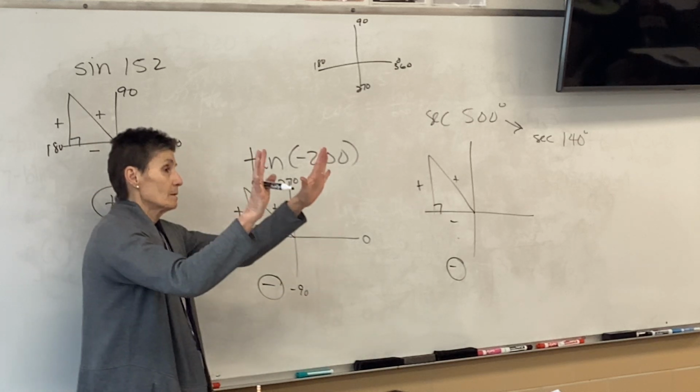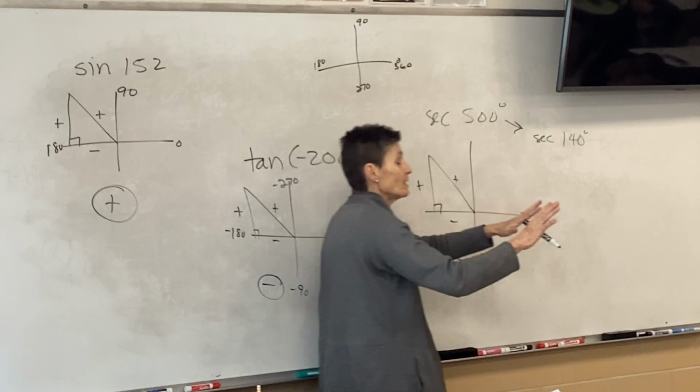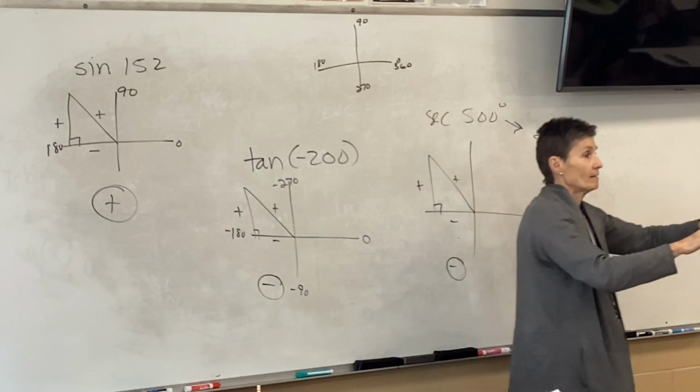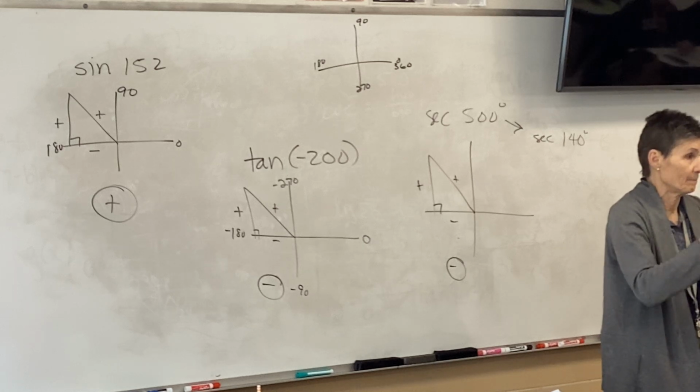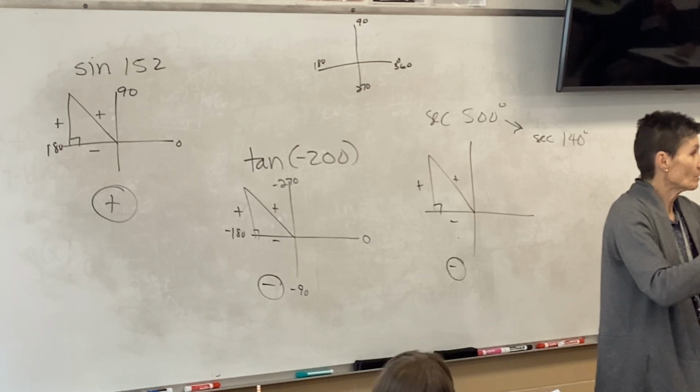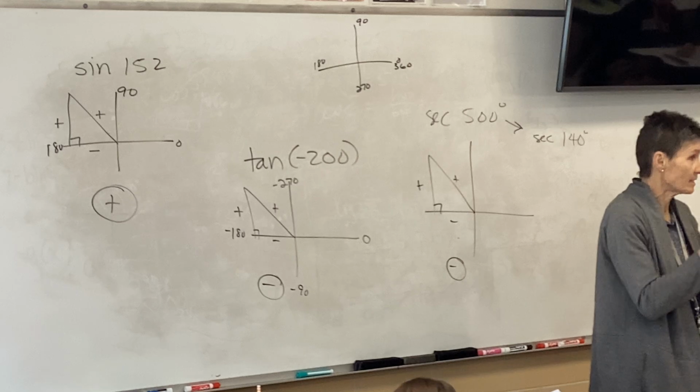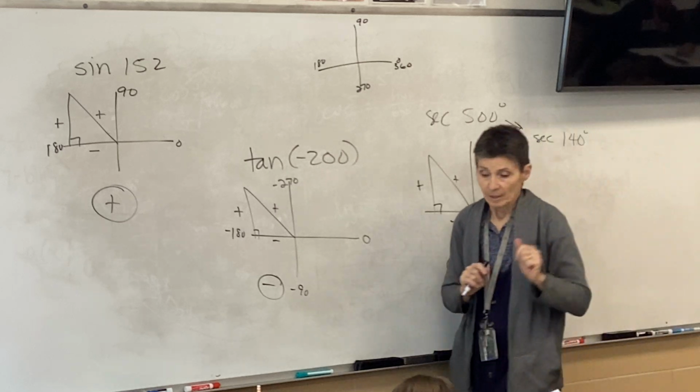So, the question always comes up: how do I know if something is positive or negative? What does it depend on? Which quadrant you're in. If you know which quadrant you're in, you got it. Made in the shade. You need to know which quadrant you're in.